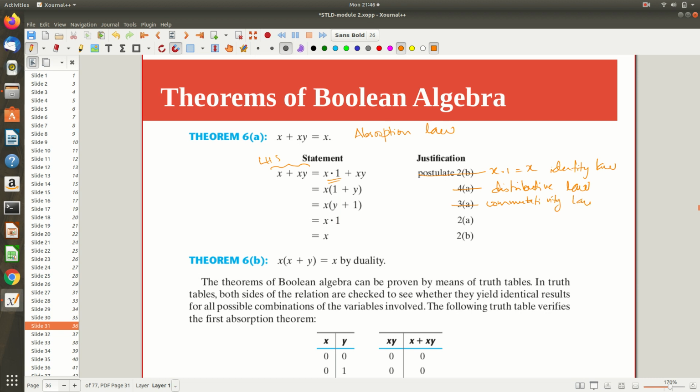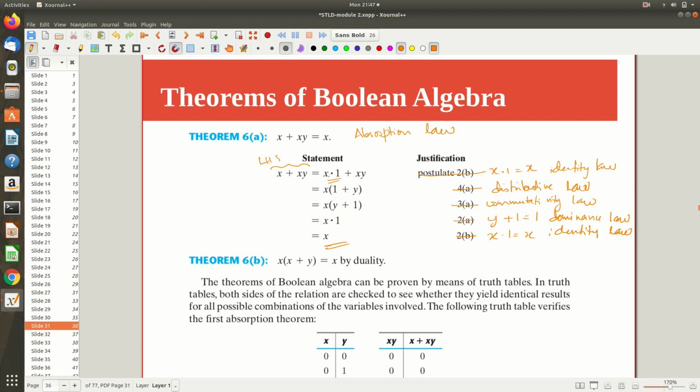Commutativity law. Because we studied that y plus 1 is equal to 1, both are the same. Y plus 1 or 1 plus y, both are 1 only, because 1 is going to dominate the entire expression when OR is coming in between. So this y plus 1 I am replacing with 1 by dominance law. So what is x dot 1? Finally I am getting x dot 1, and this x dot 1 is nothing but x by identity law. So I am writing everything in detail. Hope it is very clear to you right now.